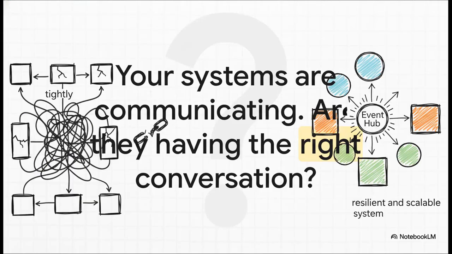So, as we wrap up, I want to leave you with this one question to think about. Your systems are already communicating, one way or another, but are they having the right conversation? Are you building a resilient, scalable network that can grow and adapt? Or are you setting up a fragile chain of dominoes, just waiting for one piece to fall? The choice, as we've seen, can make all the difference.